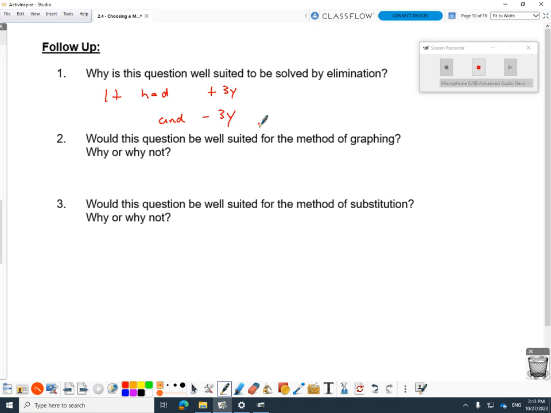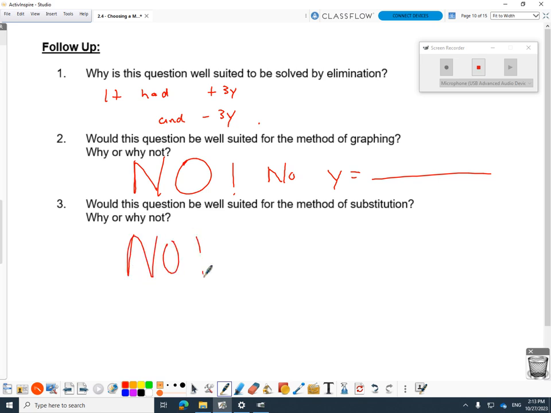Would this be well suited for graphing? No. What was it about the whole situation that made this difficult for graphing? No y equals. And it would be hard to put it to y equals. It would be a lot of work. Could it be done? Yes, but geez, wow. Well suited for substitution? No. No y equals. We need at least one y equals for substitution. Or an x equals.